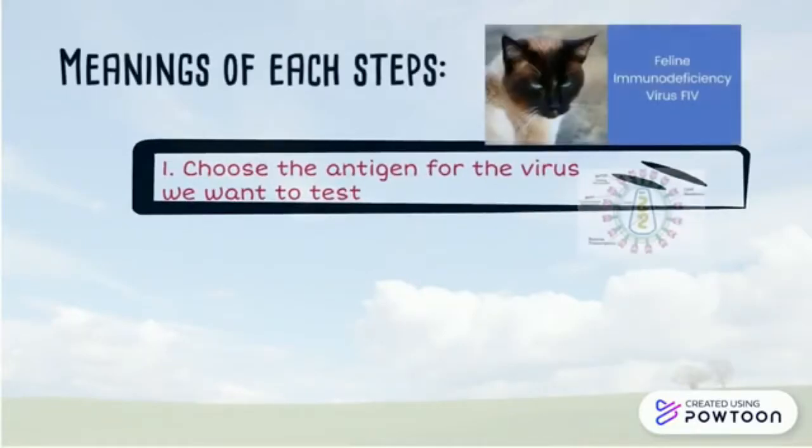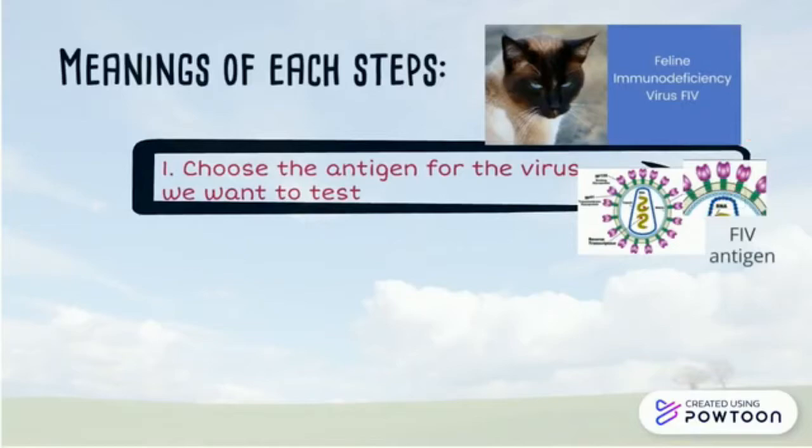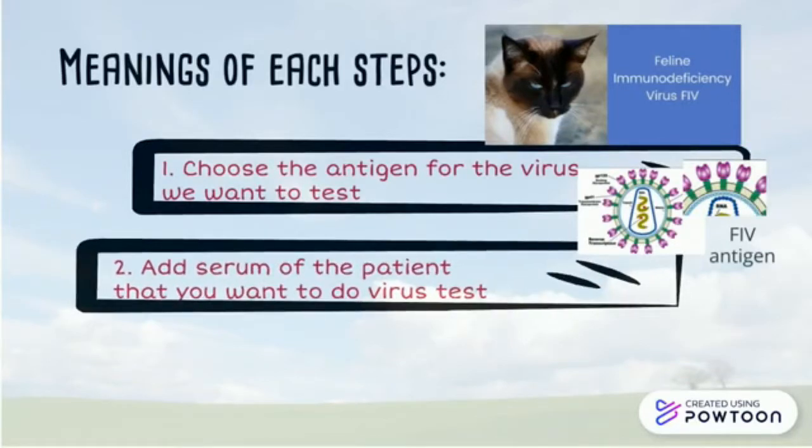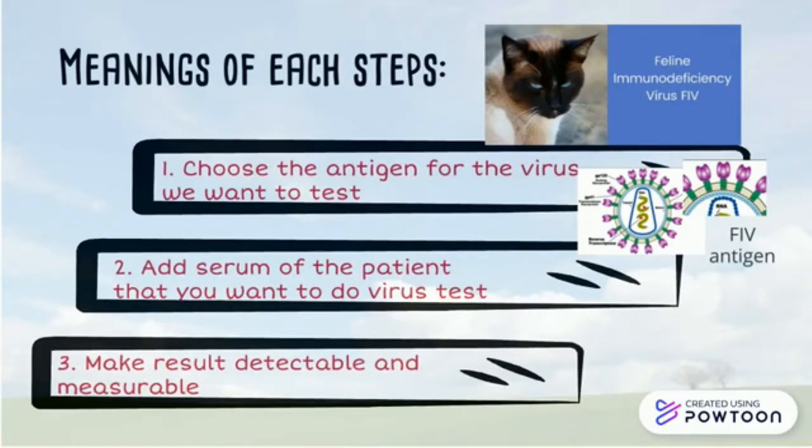For the first step, immobilizing antigen, we have to choose the antigen for the virus we want to test. The second step is for us to add patient serum. The third and fourth steps are to make the result detectable and measurable.